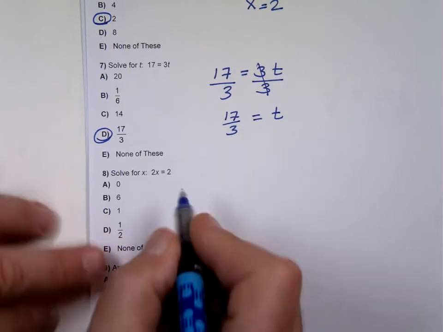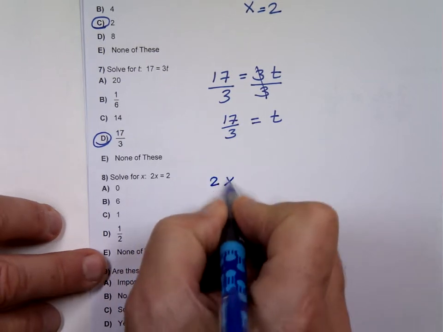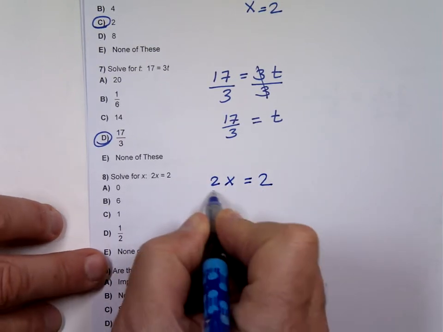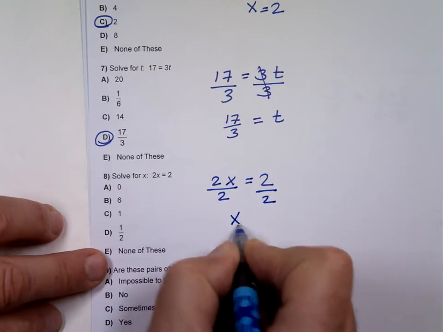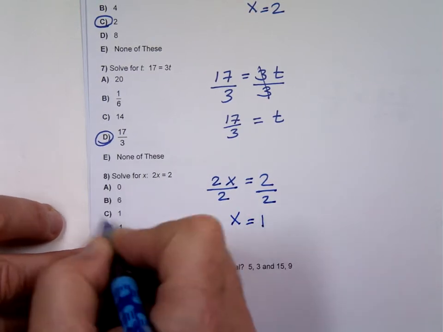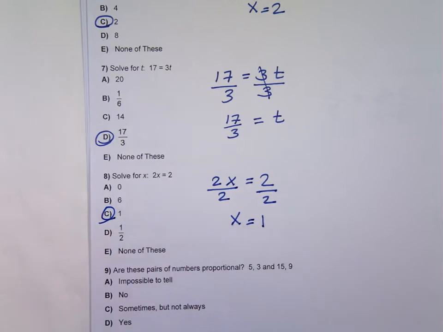Solve for x. 2x equals 2. That's a multiplication. We divide by 2. X equals 1. So the first 8 questions all solving equations almost from chapter 4.